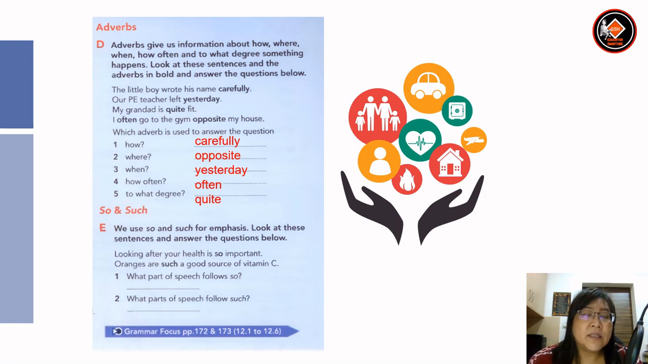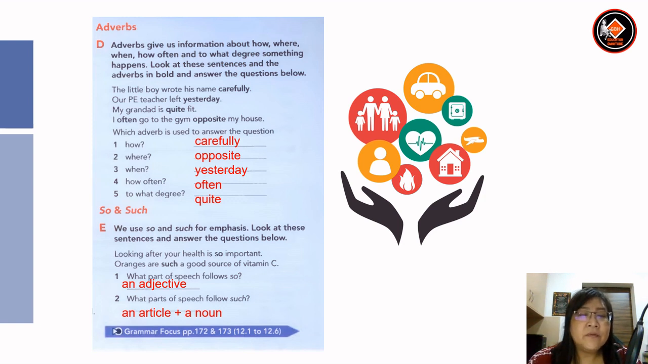Next, so and such. We use so and such for emphasis. Look at these sentences and answer the questions below. Looking after your health is so important. Oranges are such a good source of vitamin C. What part of speech follows so? Answer is an adjective. What parts of speech follow such? So the answer is an article plus a noun.